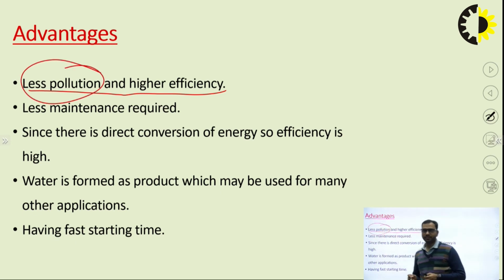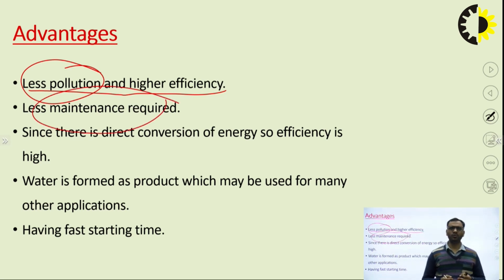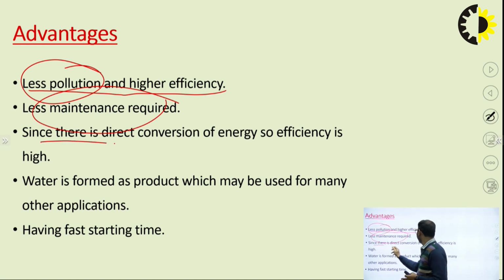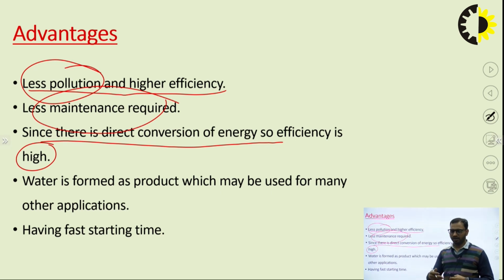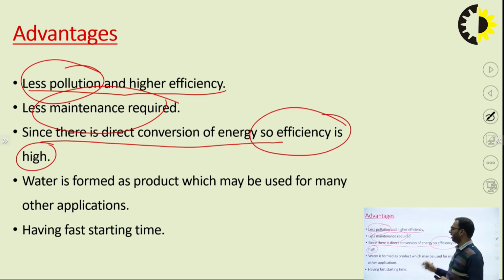It is also less polluting. Then, less maintenance is required, meaning in a fuel cell there are no moving parts, so its maintenance is also minimum. Since there is direct conversion of energy, the efficiency is high. Here direct conversion means chemical energy is converted into electrical energy. So due to this the efficiency is high.